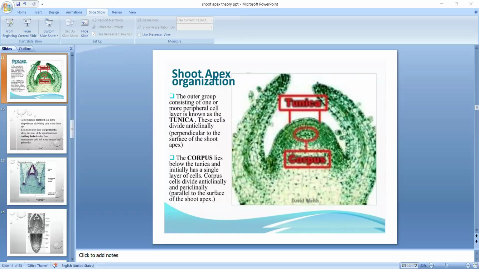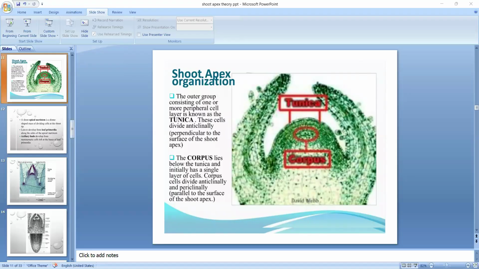So see here in this diagram where the corpus is located. Initially it has a single layer of cells. Corpus cells divide anticlinally and periclinally. So in the tunica, the cells divide only anticlinally, that means perpendicular to the surface of the shoot apex. But in the corpus, these cells are divided anticlinally and periclinally, parallel to the surface of the shoot apex.